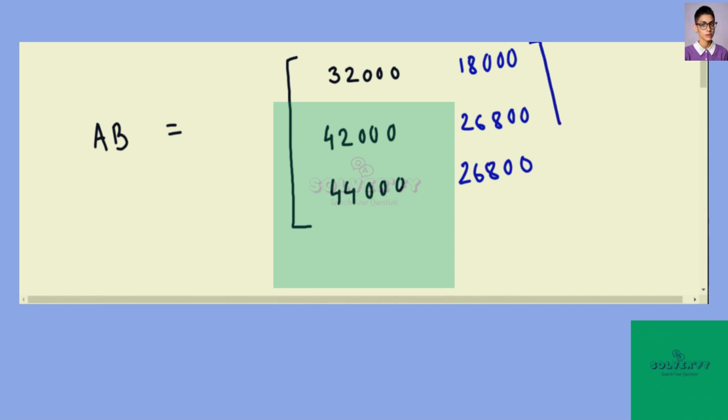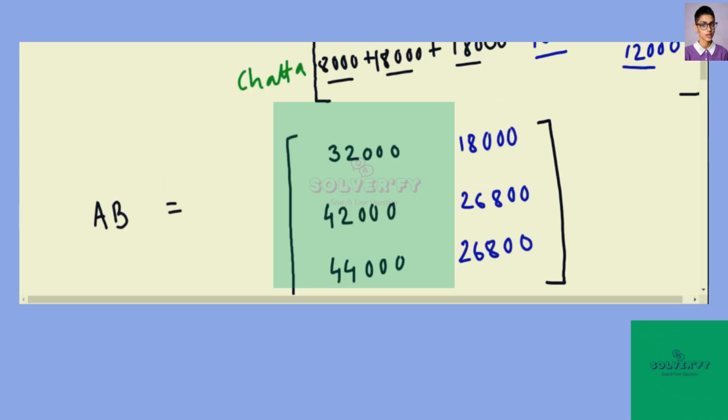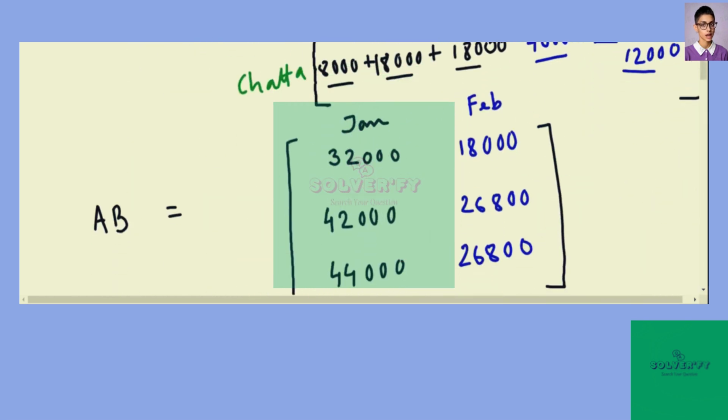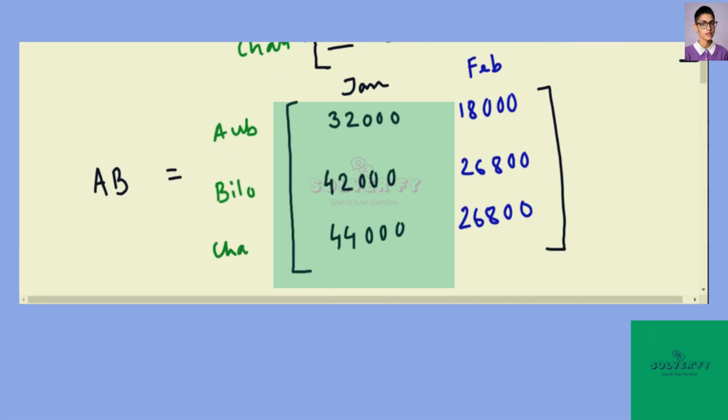So this is our complete matrix. Let me label the rows and columns. This is February, this is January, and the places are here: Auburn, Biloxi, Chattanooga. So this is question number A.